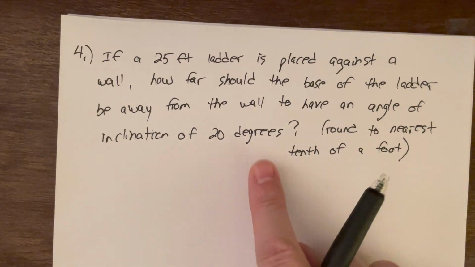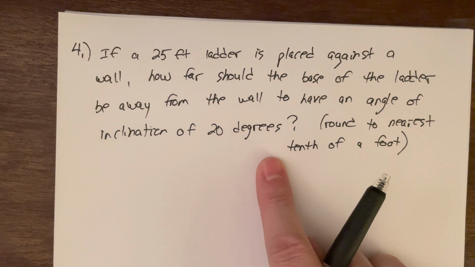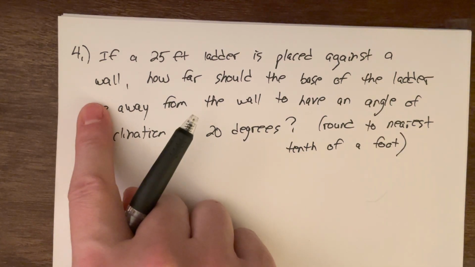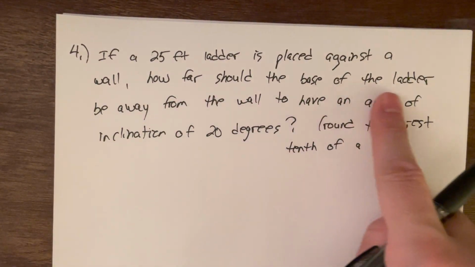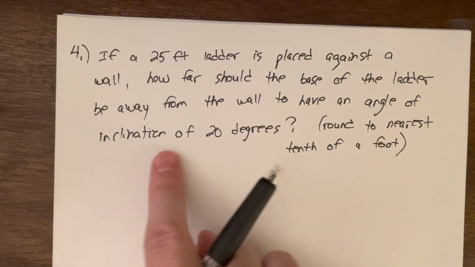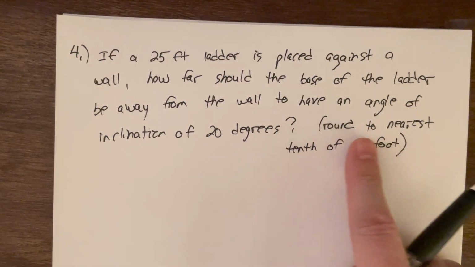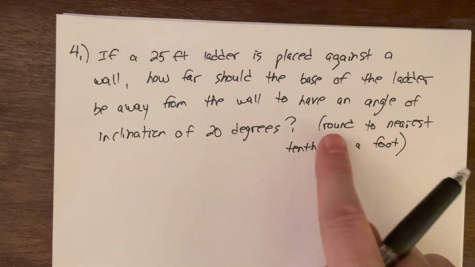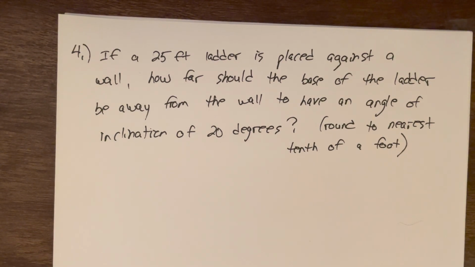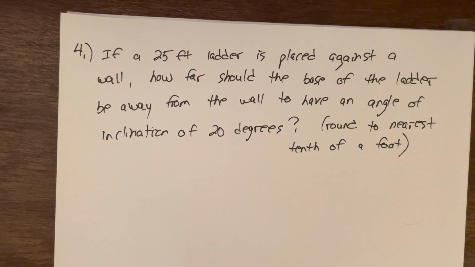But now let's wrap up this unit with this fourth problem. Now we've got a 25-foot ladder placed against the wall. How far should the base of the ladder be away from the wall to have an angle of inclination of 20 degrees? And once again, directions at the end, and once again, we'll round to the nearest tenth of a foot. So let's get my setup.